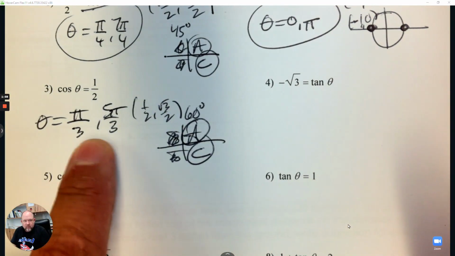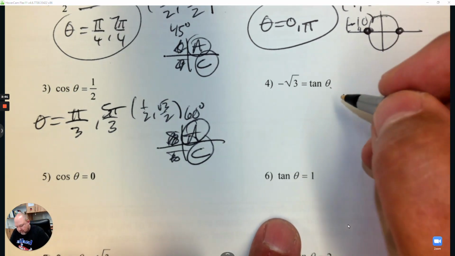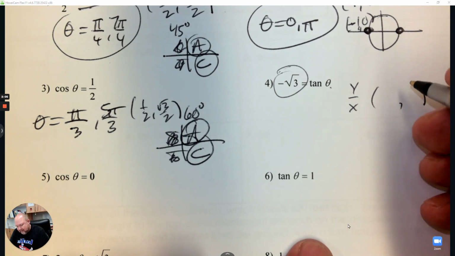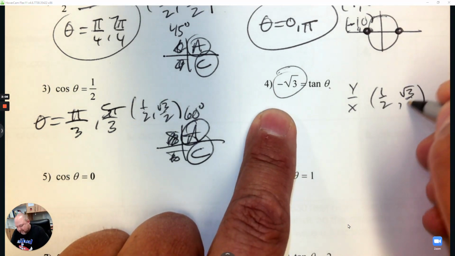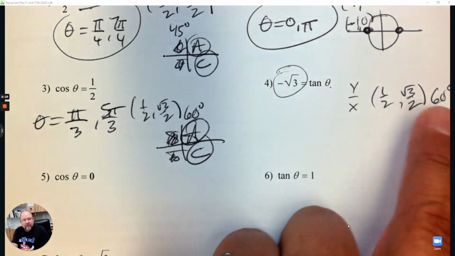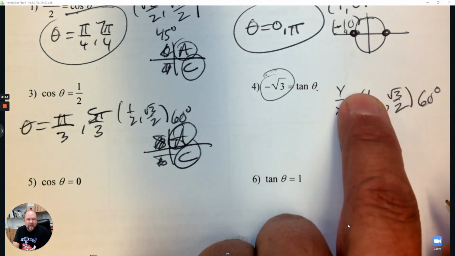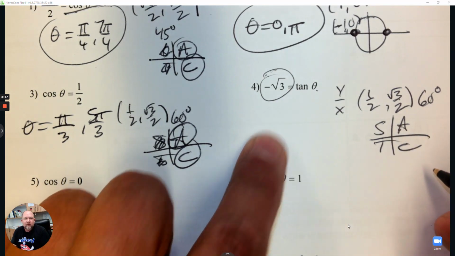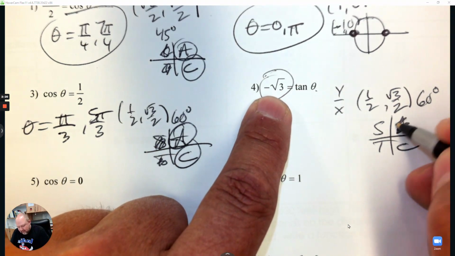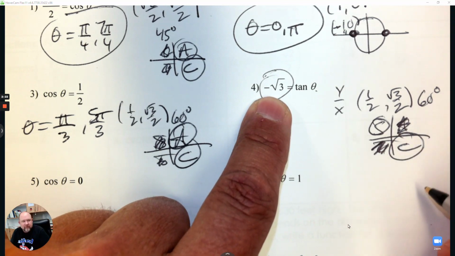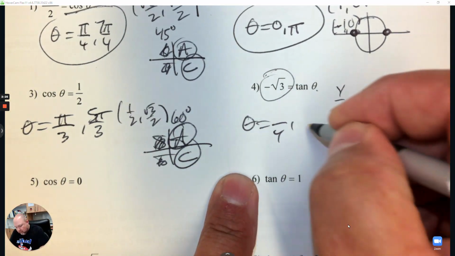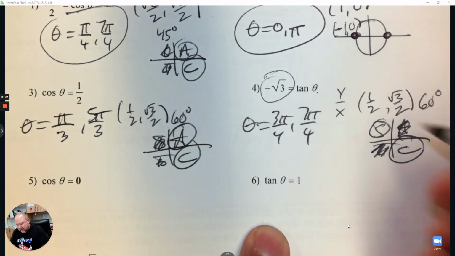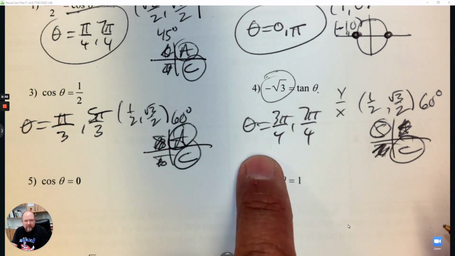Done. Number 4. I want to solve for theta here. So this one's a little trickier. Y over x. Which point am I going to use to get that answer? And the answer is 1/2 and root 3 over 2. It's a 60-degree reference angle. So when I go y over x, it gives me that answer. I need to know what quadrant we're in. So for tangent being negative, it's not this one, it's not this one. This is where tangent's negative. So I know it's over 4. This is 3 pi over 4. And the other one is 7 pi over 4. And you have your answer.